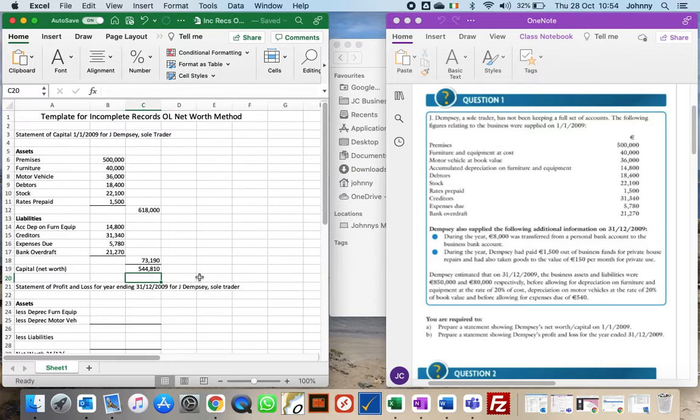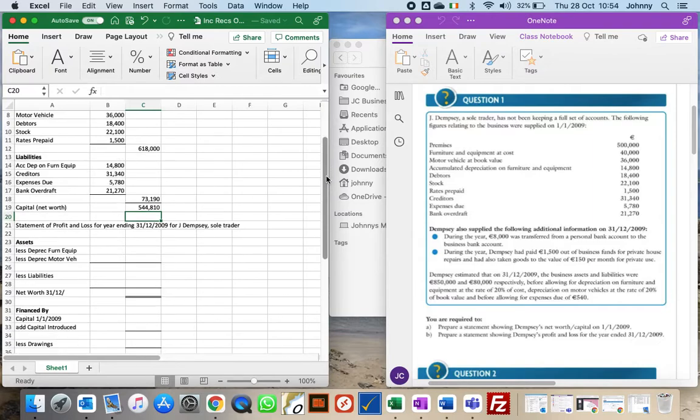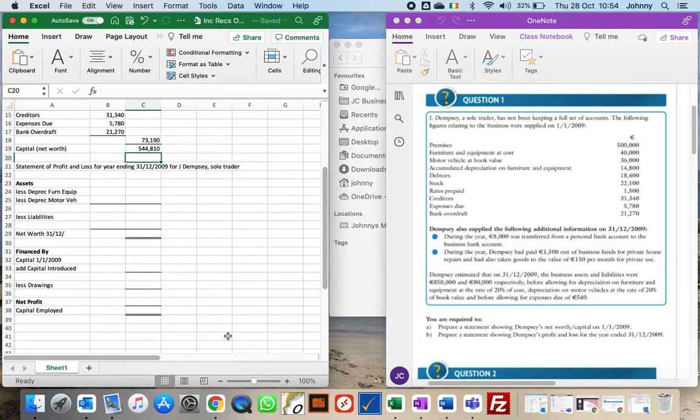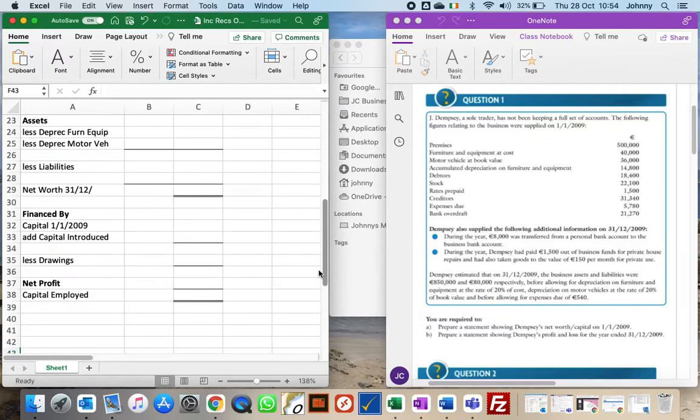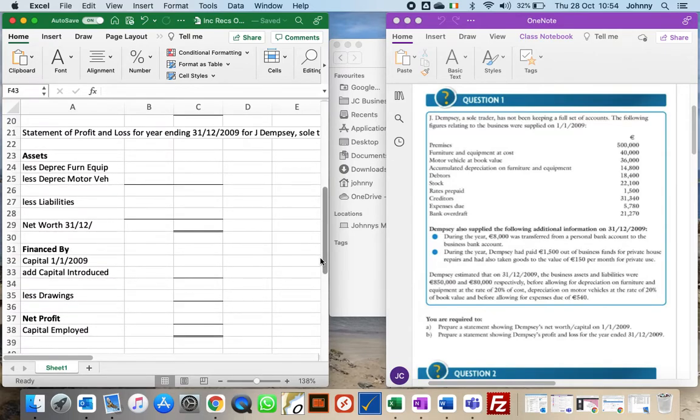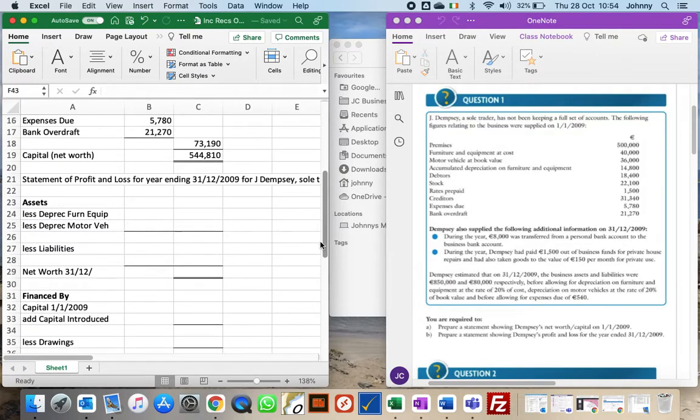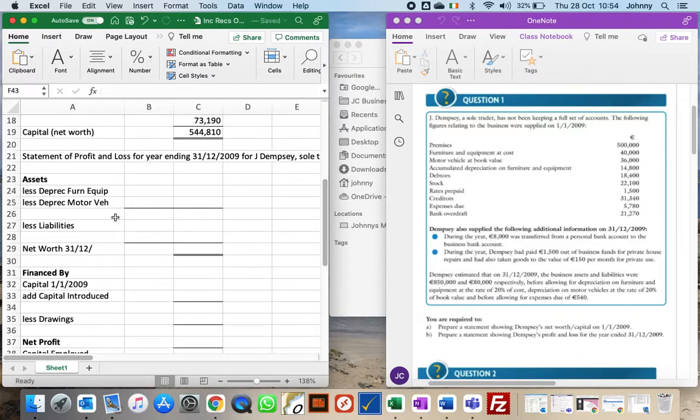Okay. So now move on to the statement of profit and loss. So basically, if I can just run through this document here first before we go any further. Just going to zoom in to make it maybe a little bit easier for people to see. So statement of profit and loss for J. Dempsey. Okay. So we start off with the assets that we have, less any that might be given to us or mentioned in the question, any liabilities, and what's left then is going to be the net worth. So that's what the business is worth at the end of the year.